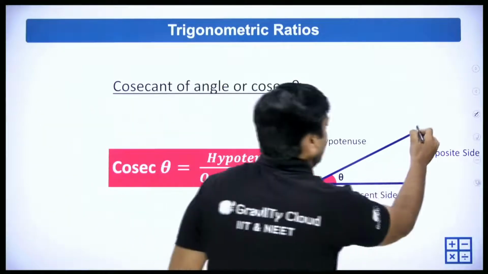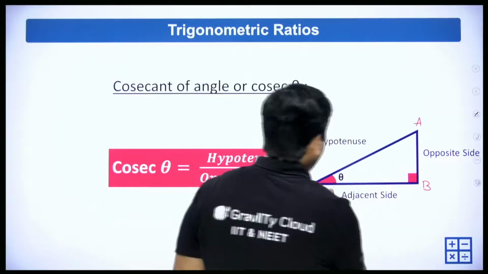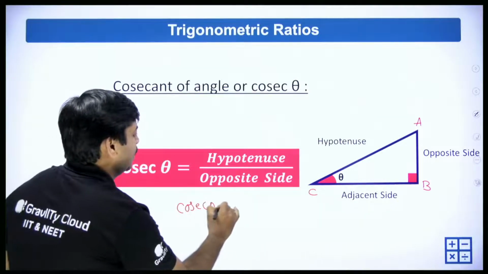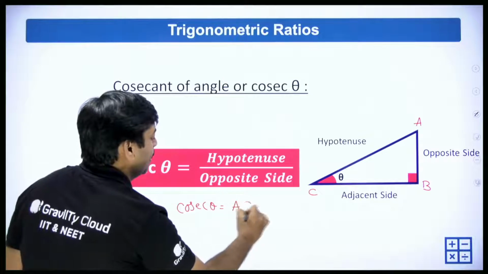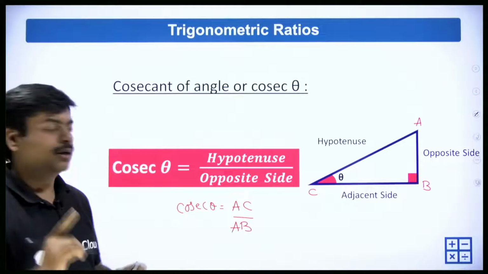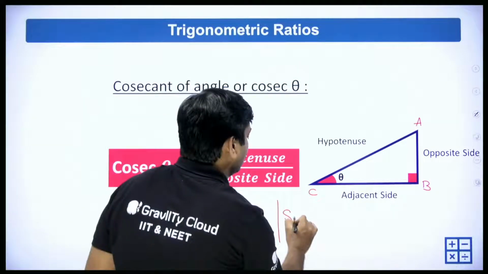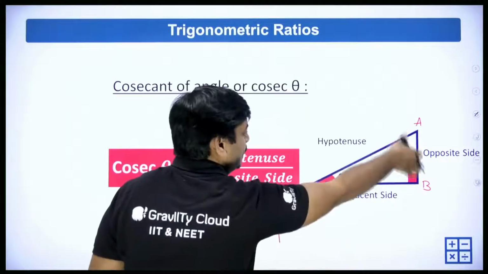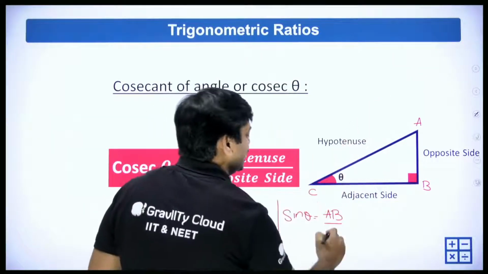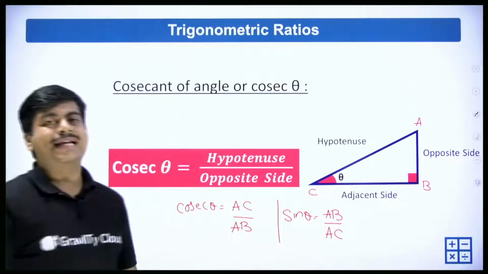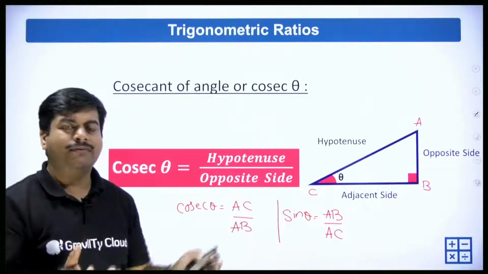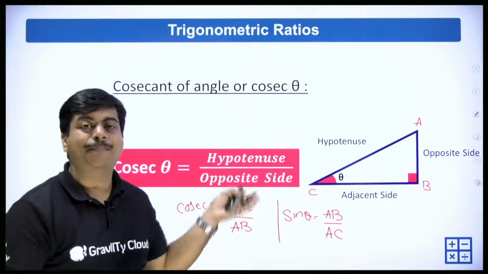So what is hypotenuse, and what is the opposite side here? Hypotenuse is AC. Cosecant theta is hypotenuse AC by opposite side AB. What is sin theta, if you can remember? Sin theta, which we discussed long back, is opposite side AB by hypotenuse AC. Is there any relation between these two? Yes, why not? I said they are reciprocal to each other.